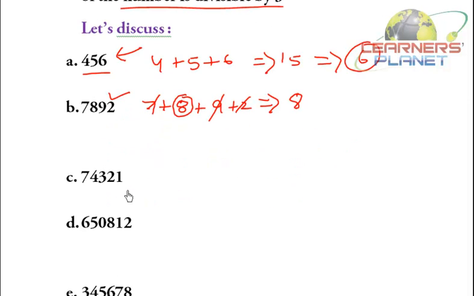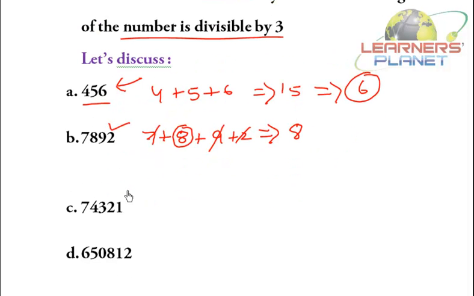Similarly, in the example 74321, 3 is divisible by 3. This 2 plus 1 is divisible by 3. So we are left with 7 plus 4. That will give us 11. And 11 is not divisible by 3. So 74321 will not be divisible by 3.